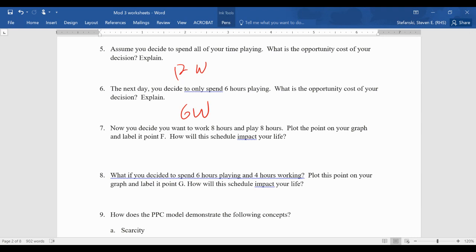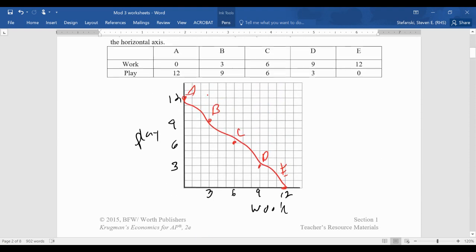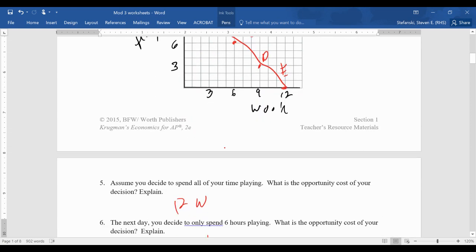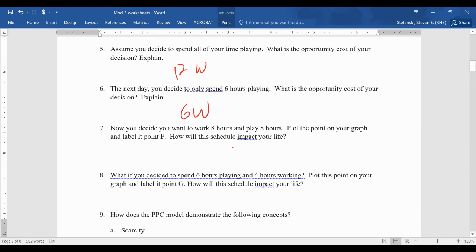Number 7 says now you decide you want to work 8 hours and play 8 hours. Plot that point on your graph and label that F. So 8 hours and 8 hours. If we go back to our graph, 8 hours would be here, and 8 hours would be here, so that would be right there. They said plot that F, so right there will be F. That's outside of our curve. So what do we know is happening?